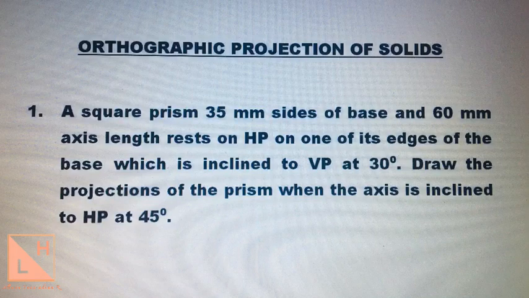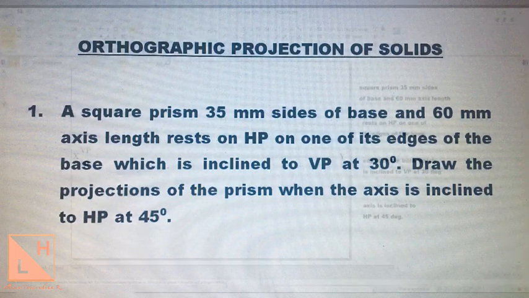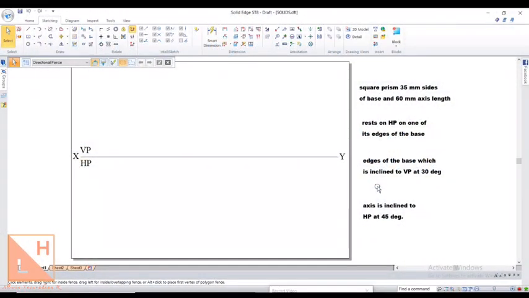Hello everyone. In this tutorial video you will learn about how to orthographically project solids. With the data given in this question, you will note it down and start understanding how to solve it. So here we are going to solve a problem on the square prism, as we saw in the question, and the side length as well as the axis length are directly given in the question.